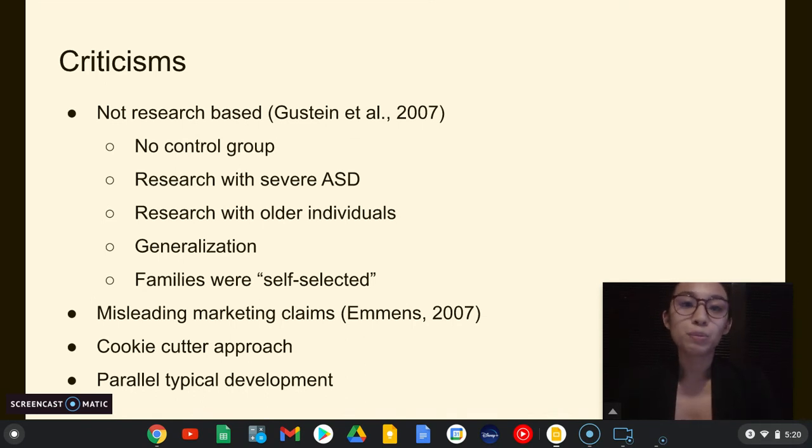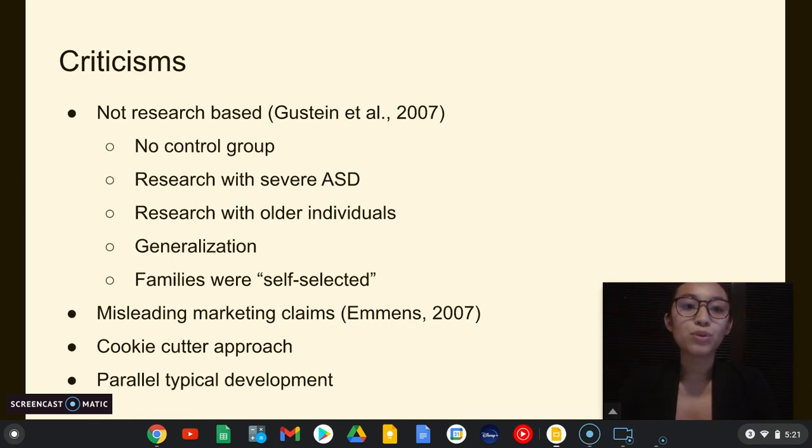So as there were a few proponents for RDI, there are many criticisms regarding its current status. According to Gustine, there is very limited research in RDI. And in his study, there wasn't a control group or a comparison group to compare the results of the study to. Therefore, the study was not a true scientifically based study, and the results are unreliable.